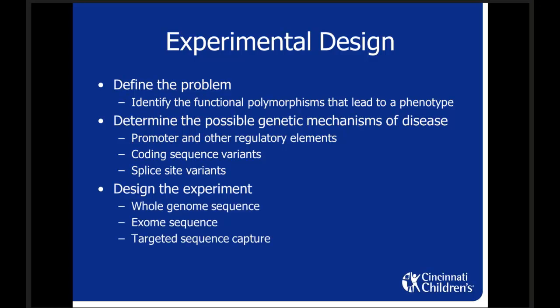There are a number of options. You can do a whole genome sequence, which you might want to do if you think that it's going to be a promoter or some type of regulatory element. If you think it's in the exome, in an exon of a gene, then an exome sequence approach could be appropriate. If you're not sure but you have candidate genes, then you might want to do some type of targeted sequence capture approach, where you're capturing both the exons, introns, as well as flanking sequence of specific genes for analysis.